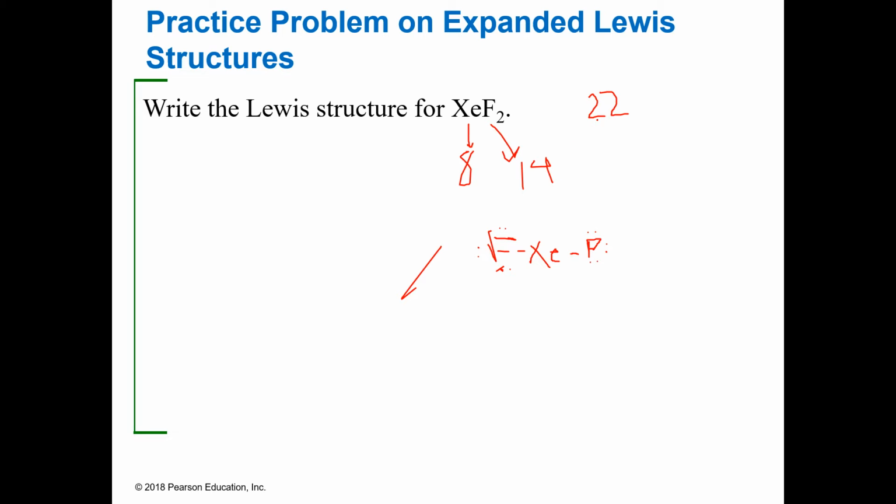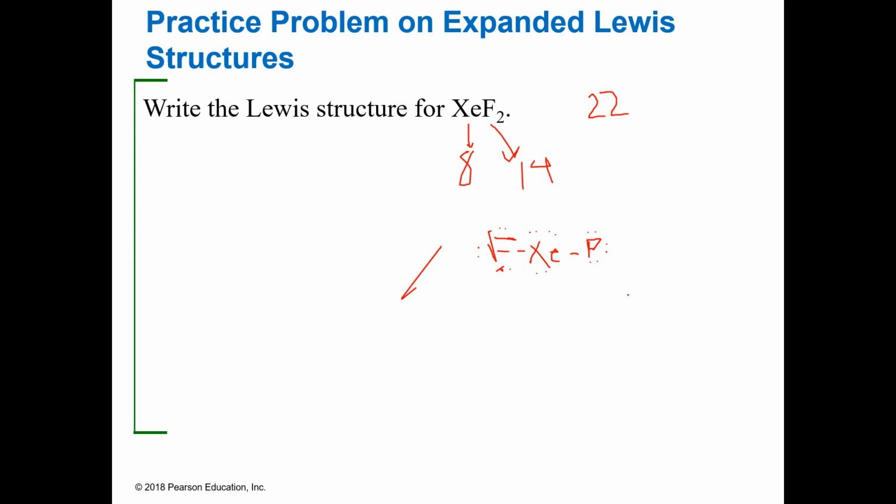So how many do I have left? I have 6 left. Does xenon have a full octet? It does not, so let's go ahead and fill it: 2, 4, 6, 8. Now I've used 20 of my valence electrons, but I still have 2 left. When I have the ability to have an expanded octet, I can put those last 2 on the xenon. So xenon here is going to have 2 single bonds and 3 lone pairs of electrons.